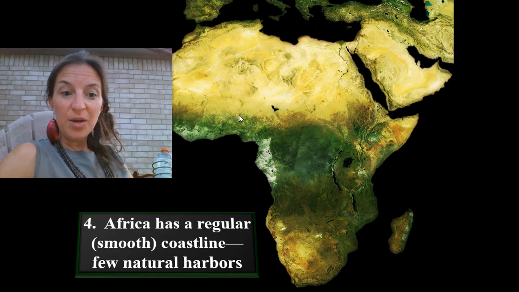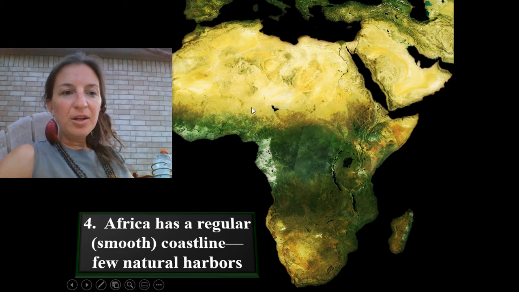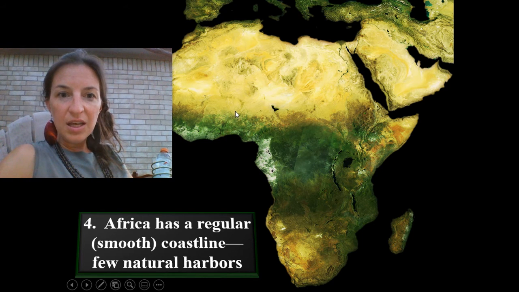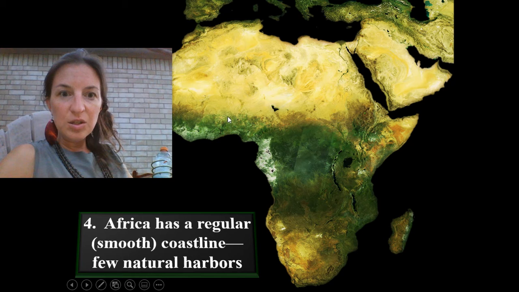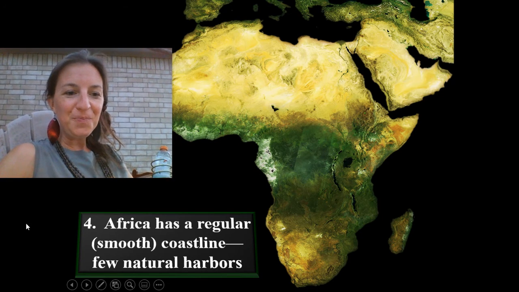The fourth note to write down is that also making it a little bit difficult for trade directly from the oceans, Africa has a regular or smooth coastline and few natural harbors that go in the coast for a while. If you compare it to some other continents, some of them have more land that goes in for a while and these different harbors where boats can safely go in. But the African coast is fairly uninterrupted with these smooth coastal lands here.